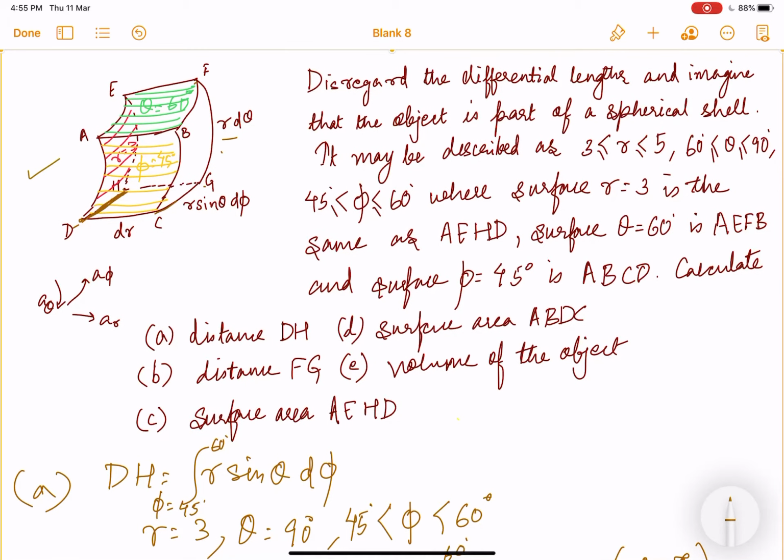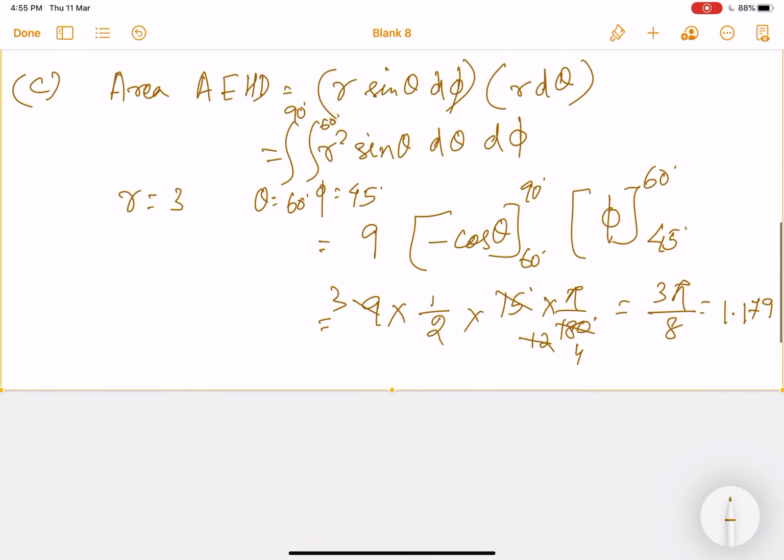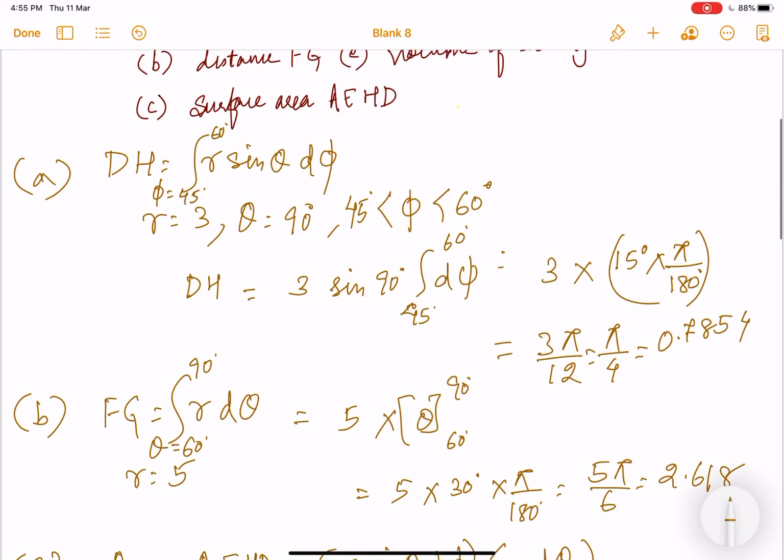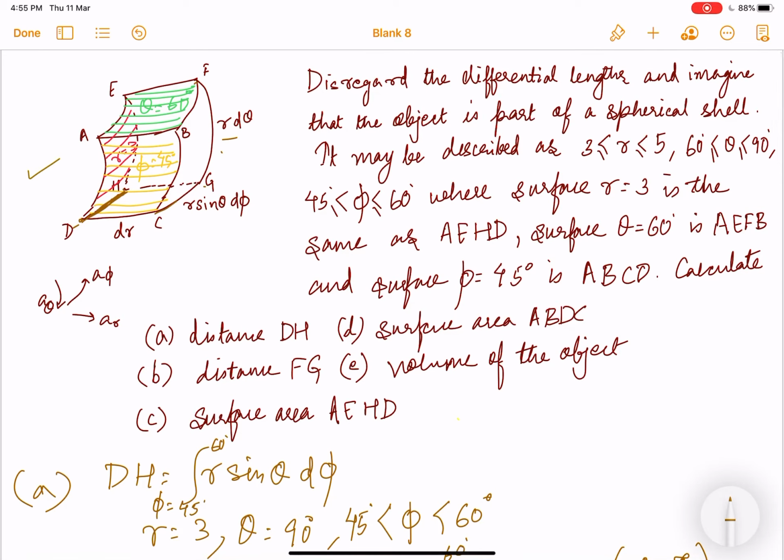Surface area ABDC. That means the front surface, which is already defined as phi equal to 45 degrees. Let's see how we get it. Basically we need to take out the area ABDC. ABCD or ABDC, anything you say.